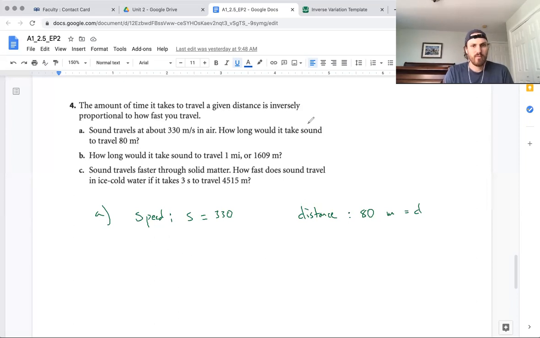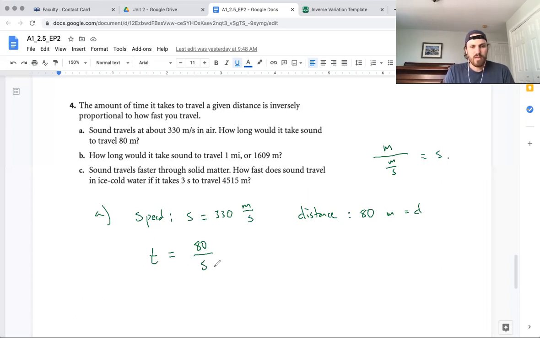So if we wanted to write an equation for the beginning, it says the time it takes to travel a given distance is inversely proportional to how fast you travel. So basically, you say my time is equal to the distance that I'm given divided by my speed, okay? And that would make sense because this is meters per second and this is meters. So if you do meters divided by meters per second, that's actually the same as seconds, which is a little hard to show, but that's true.